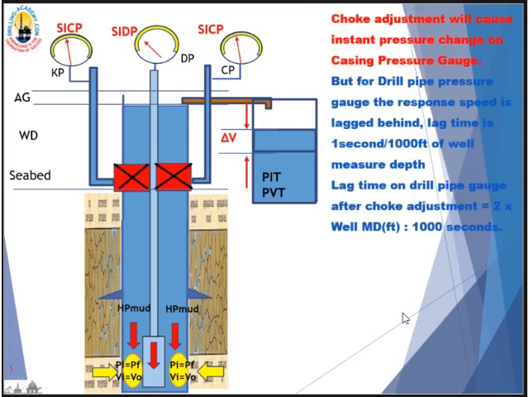Just one more note about the lag time. Because the choke is on the back side, the annulus side of the well, choke adjustment requires almost instant pressure change reaction on the casing pressure gauge. But for the drill pipe pressure gauge, the response speed lags behind. The lag time is 1 second per 1,000 of well measured depth. Pressure has to travel down the back side, come inside the drill string and up into the gauge. So to work out the lag time, you take the well measured depth times 2 and divide it by 1,000, and you get the seconds of lag time.